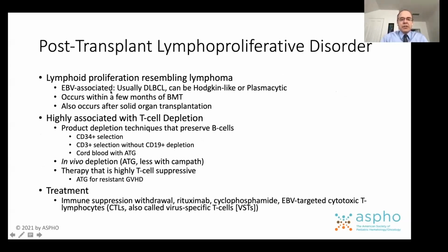This is an EBV associated disease that occurs a few months after transplant. It also can occur after solid organ transplantation. It's very highly associated with T cell depletion. So CD34 selection, CD34 selection without CD19 depletion. Interestingly, the important reason for doing the CD19 depletion in those procedures is because that minimizes or decreases the risk of PTLD. Cord blood, especially when ATG has been given, has definitely been associated with it as well. So what's the treatment? Immune suppressive withdrawal, Ritux, cyclophosphamide, all of these things have been used. EBV targeted cytotoxic T cells or viral specific T cells can also be used.